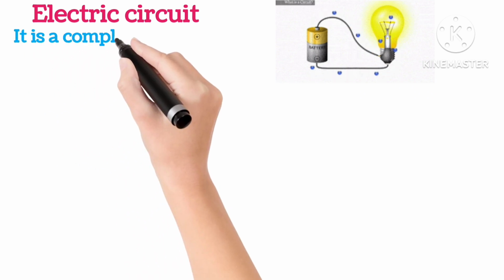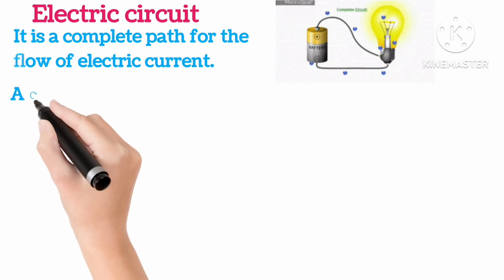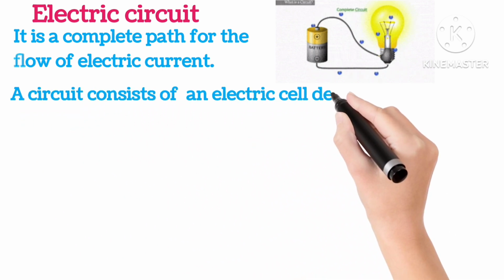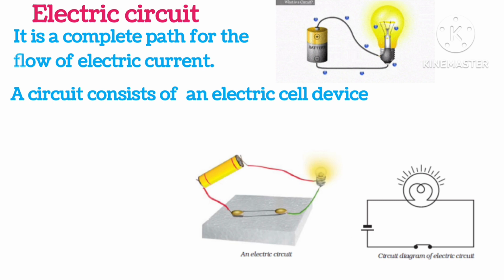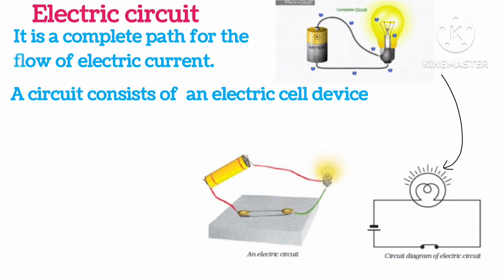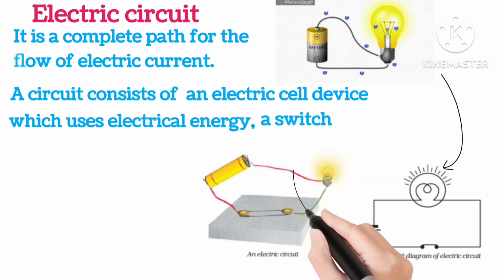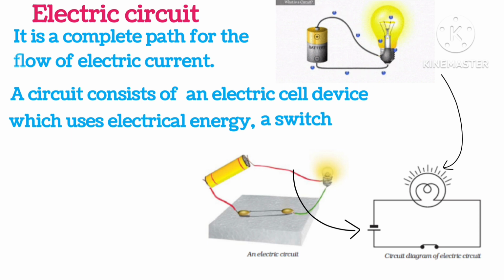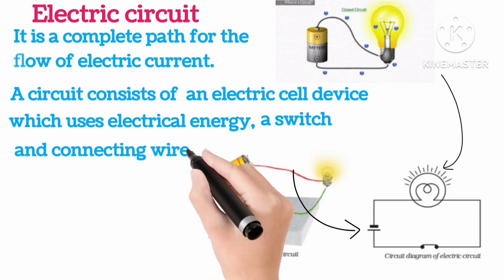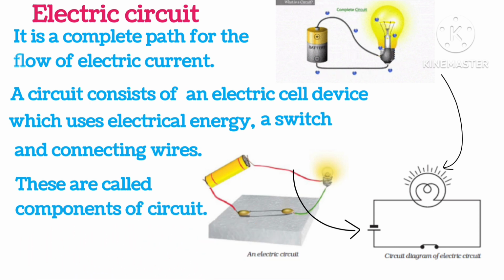Electric circuit. It is a complete path for the flow of electric current. A circuit consists of an electrical cell, a device, as you can see in the picture, which uses electrical energy, a switch to turn on and off, and connecting wires. These are called components of a circuit.